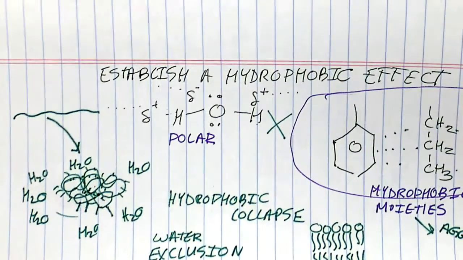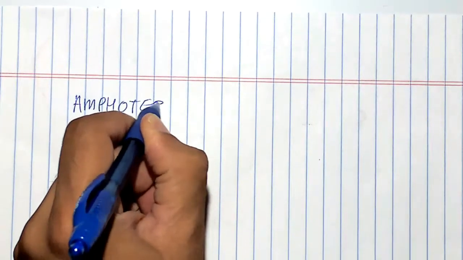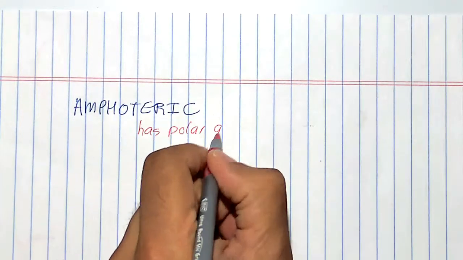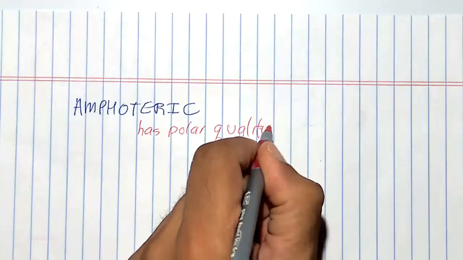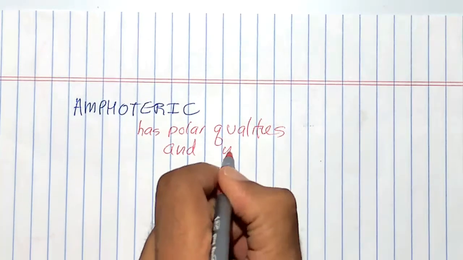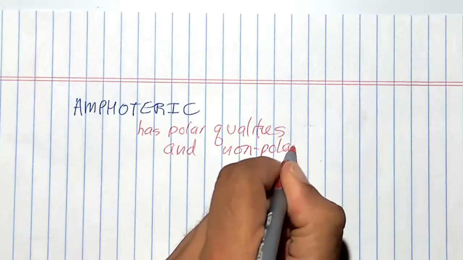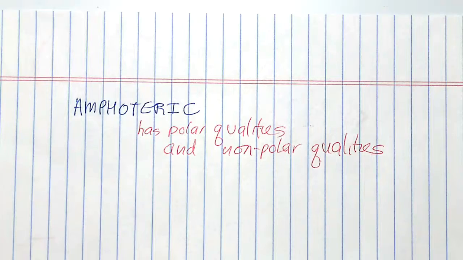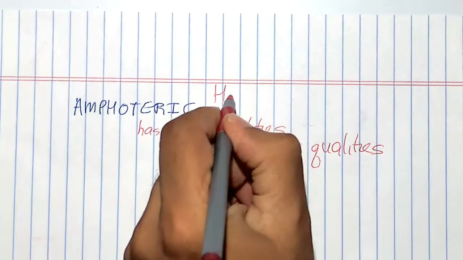A couple of other things, and then we will end it. Water is amphoteric. Okay, so amphoteric is just a fancy word meaning that it has polar qualities and nonpolar qualities. Okay, so it can be both polar and nonpolar within the molecule.